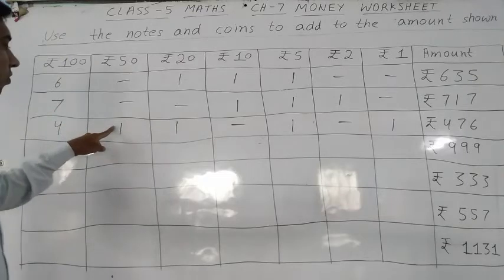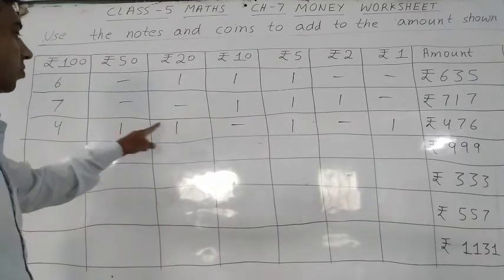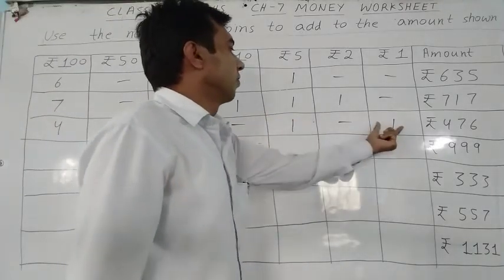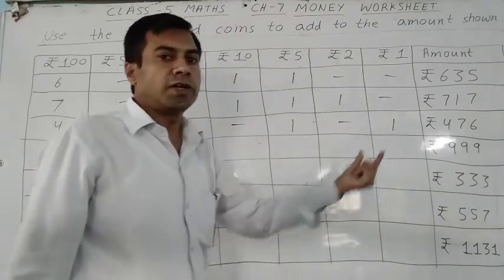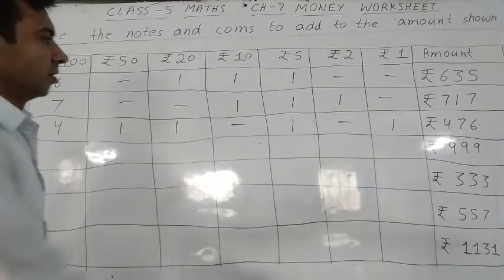4 notes of 100 rupees, 1 50 rupees note, 1 20 rupees note, 50 plus 20, 70, and 1 5 rupee coin, and 1 rupee coin. So student, 476.